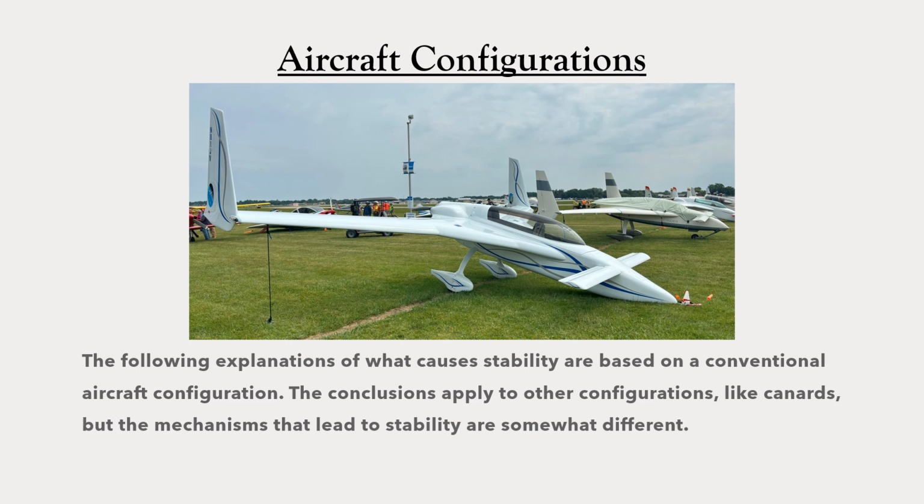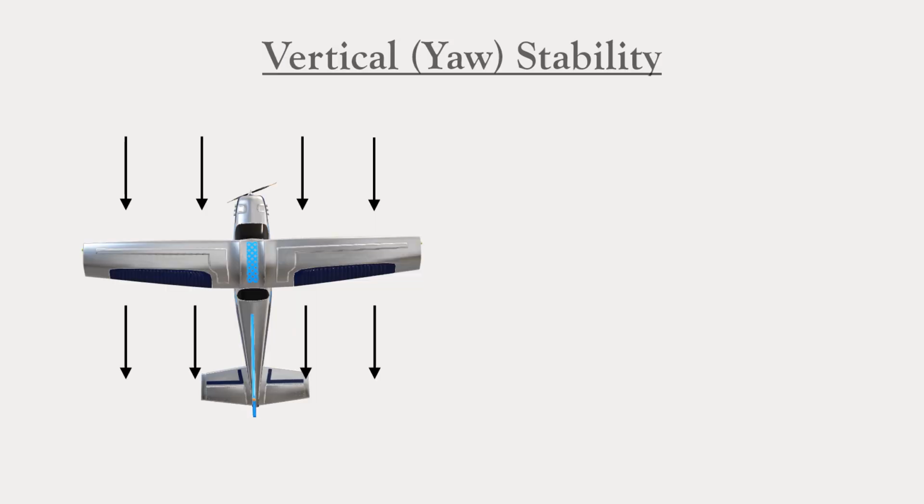Of the three axes, the yaw axis is probably the simplest in terms of the mechanism for stability. Recall that yaw refers to whether the airplane is pointed in the direction it's moving. In this picture we see an airplane that is pointed in the direction it's moving, with the black arrows indicating the direction of the airflow.